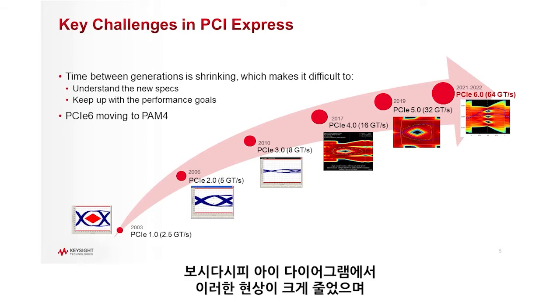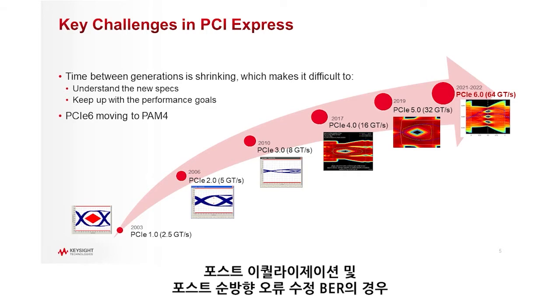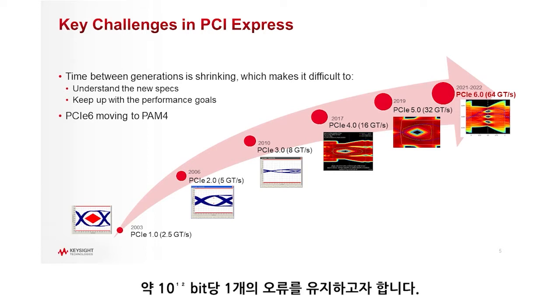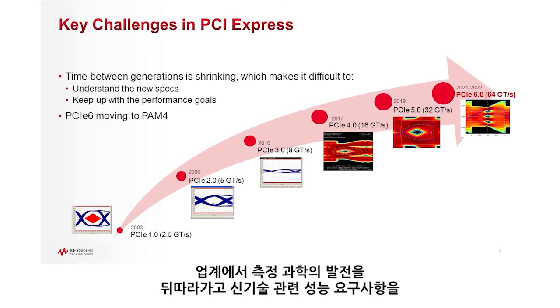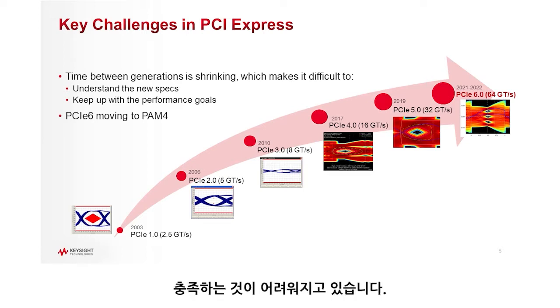You can see the dramatic reduction in the eye diagrams while we're still trying to maintain a post-equalization and post-forward error correction BER of about 1 error in 10 to the 12 bits. So the time is shrinking between each new successive generation, which is making it a challenge to the industry to be able to step up to the advances in measurement science and performance requirements demanded by the new technology.